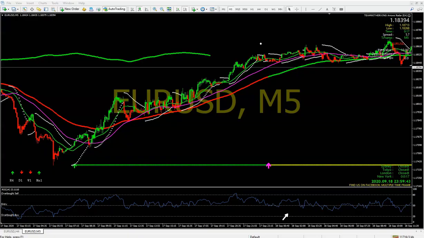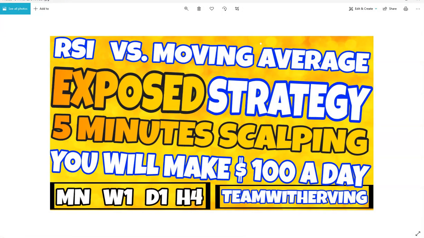I don't know if you guys have any questions. Basically what we went over today is the RSI versus the moving average. Both are good, to be honest, but it all depends on how you use it with rules. So this is using the 5 minutes, copying the market in 5 minutes, so you can make $100 a day.